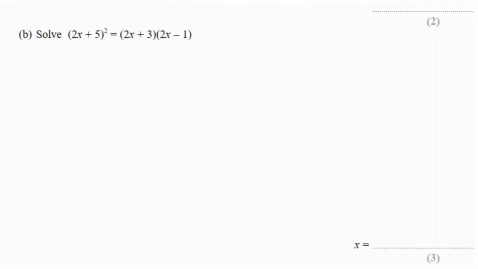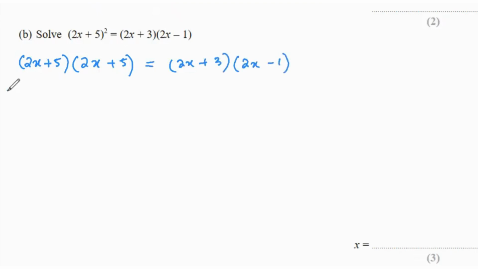In the next part, it says solve (2x plus 5) whole squared equals (2x plus 3)(2x minus 1). So this is a combination of expansion, simplification, and then solving an equation. The reason why I chose this question is because it would help in learning how to expand double brackets. So we can rewrite (2x plus 5) whole squared as 2x plus 5 times 2x plus 5. And then we have the 2x plus 3 times 2x minus 1.